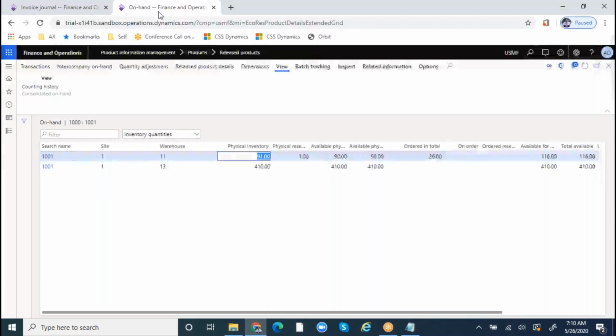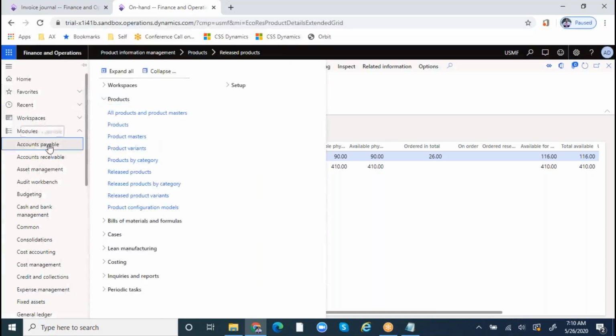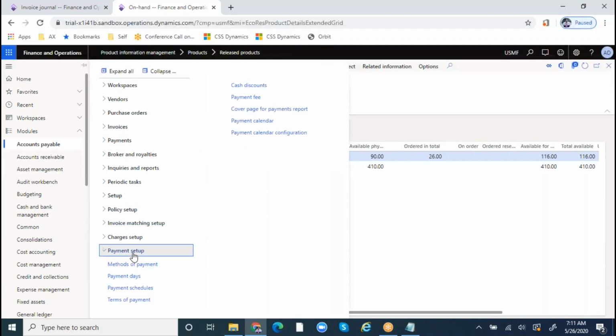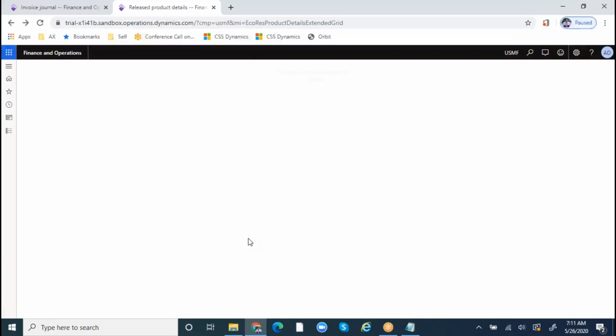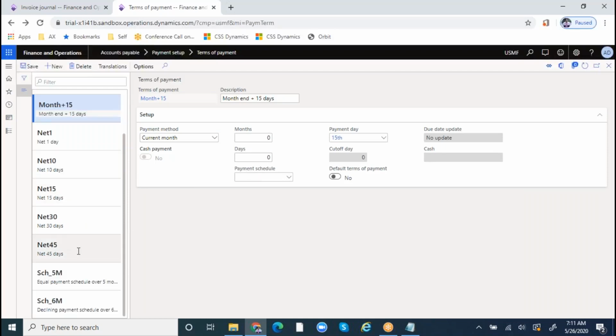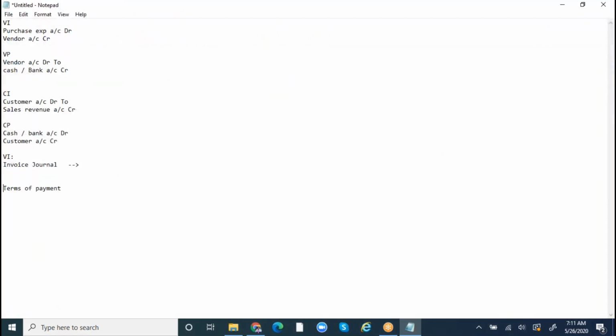Now I am introducing the new word, terms of payment. Let us understand it. I have opened a duplicate browser. Once again, I go to the accounts payable module, collapse all. Under payment setup, there is terms of payment, a small form. Take, for example, net 45 days. I want to explain terms of payment a little more.